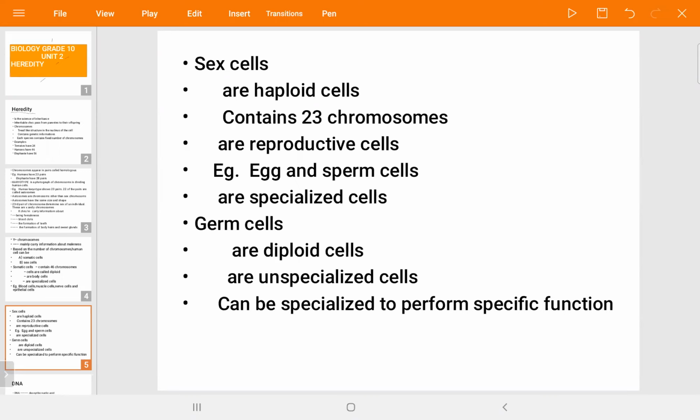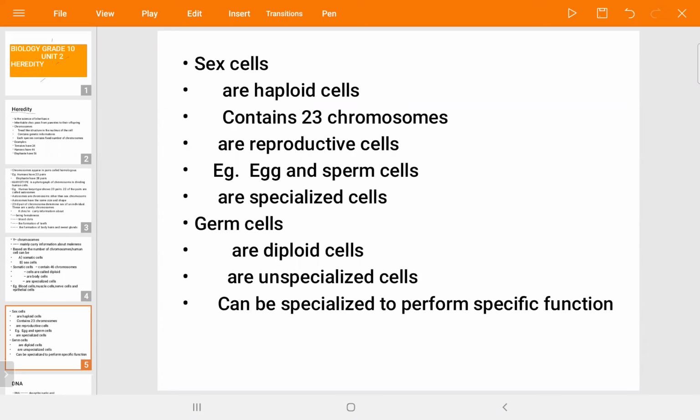Is it clear? Do you have any question about somatic cell and sex cell? Is there any question? Which is not clear about somatic and sex cell? No. Let me say something about germ cells.